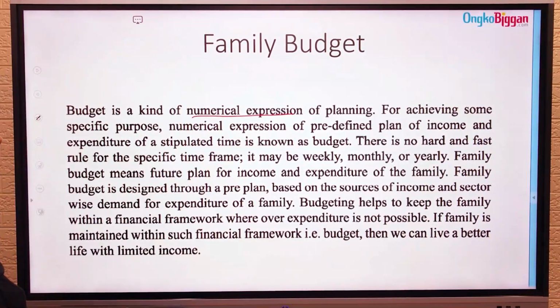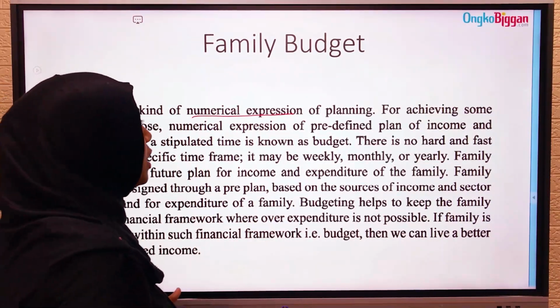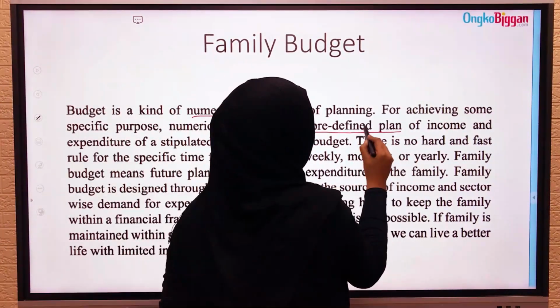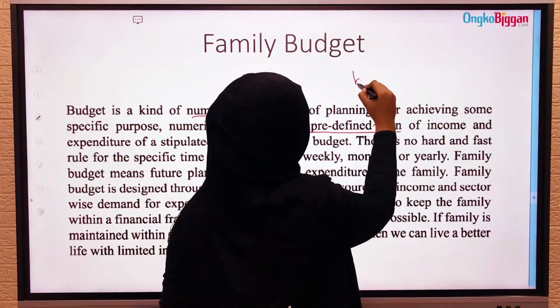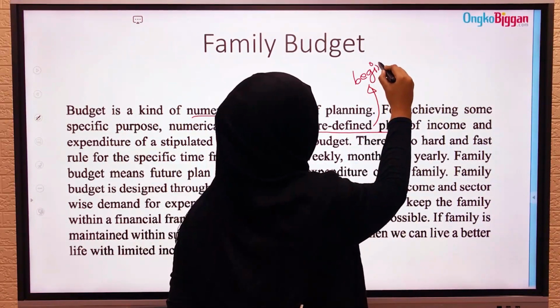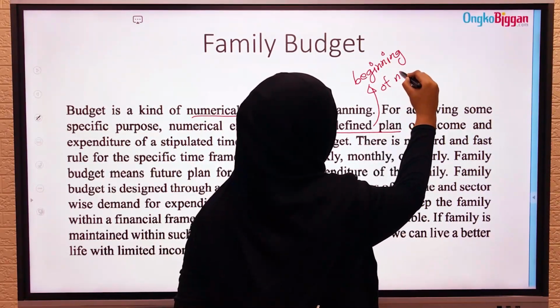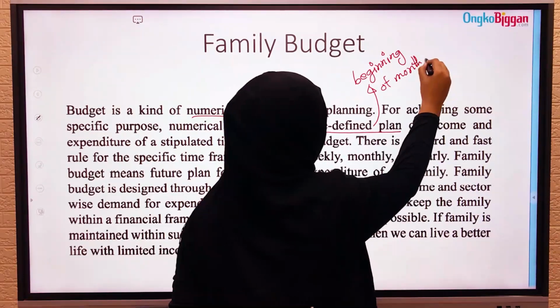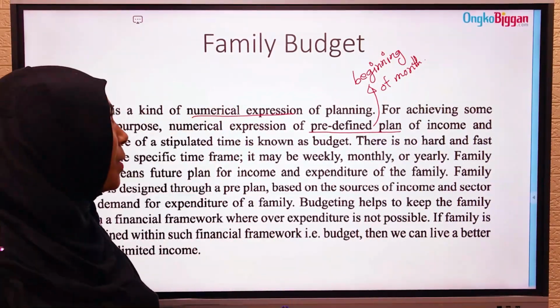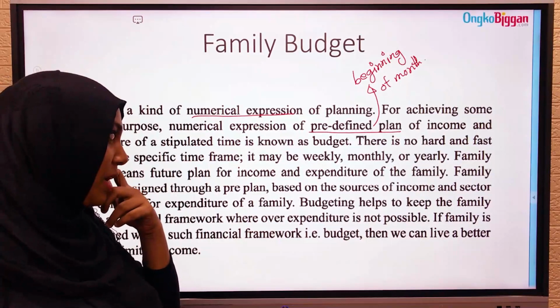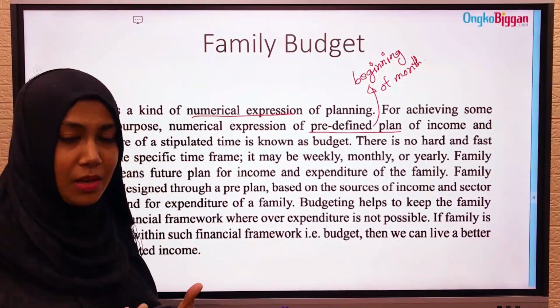Budget is a kind of numerical expression of planning for achieving some specific purpose. Numerical expressions of a predefined plan of income and expenditure in a stipulated time is known as budget. So predefined, the thing I told you, beginning of month. We need to prepare that family budget at the beginning of the month, of our income and our expenditure.